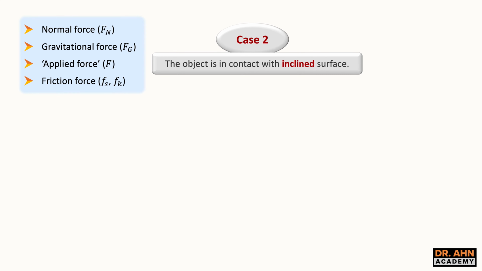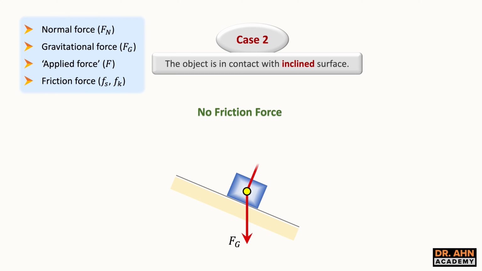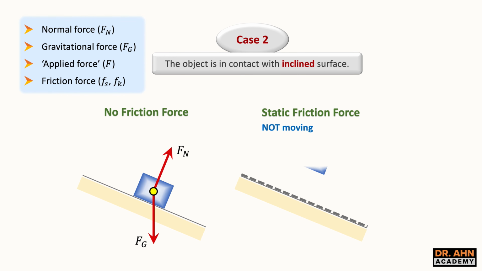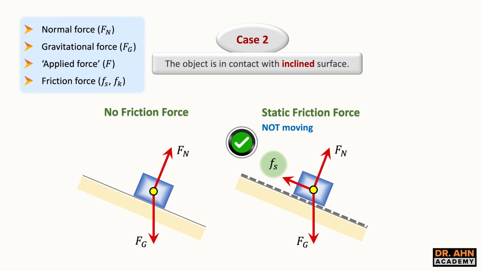Now, case number 2. The object is on an inclined surface. And let's say the surface is frictionless. In other words, no friction force on the object. Then as usual, gravitational force and the normal force that is perpendicular to the surface it is in contact with. And that's it. Now let's suppose the object is on a rough inclined surface and the object is not moving. Then as before, we have gravitational force and a normal force. Now, if we let go on a frictionless surface, the object will slide down the inclined surface, right? So to resist this motion, there is this static friction force. And this completes our free body diagram for this case.